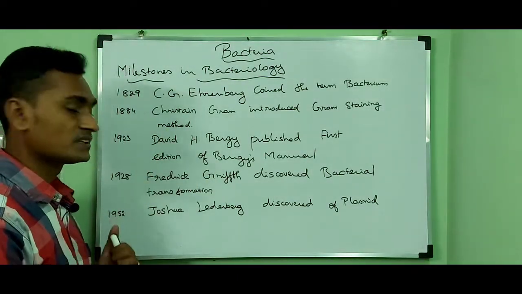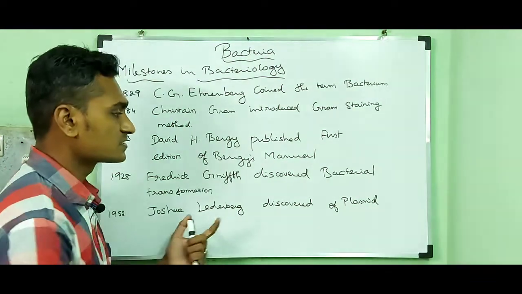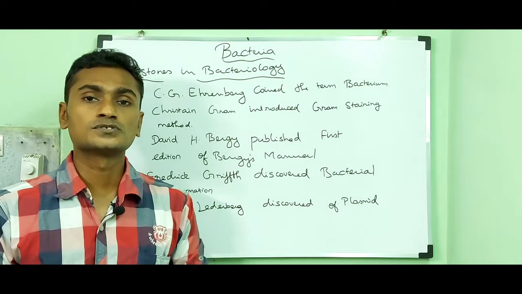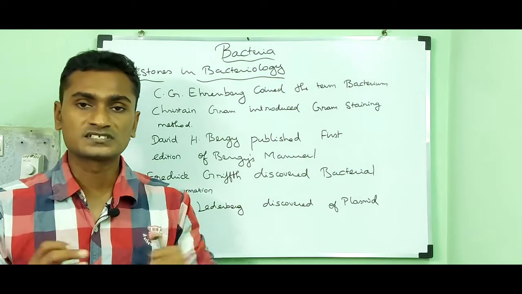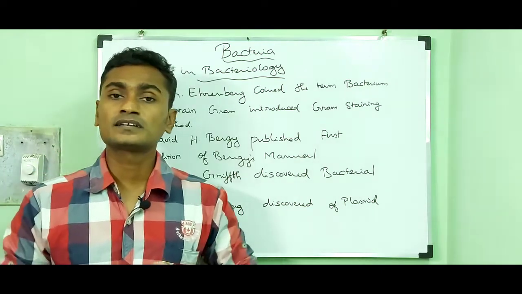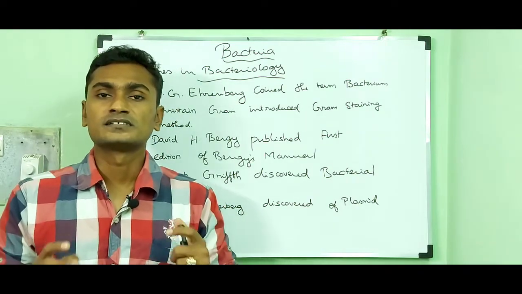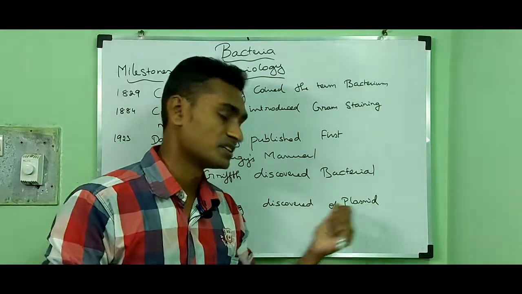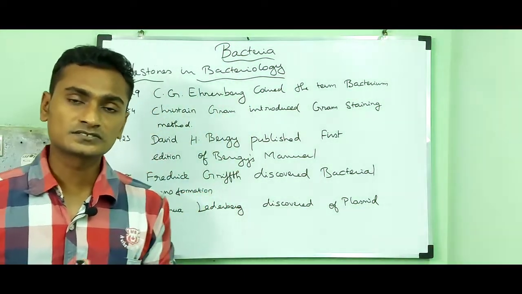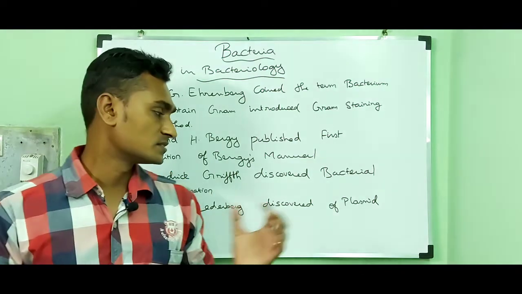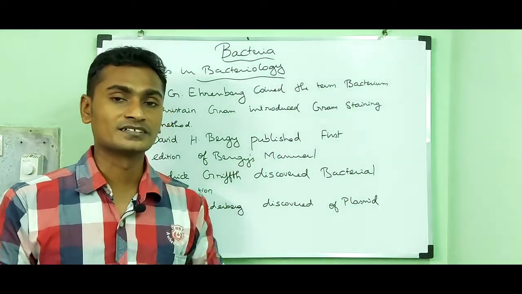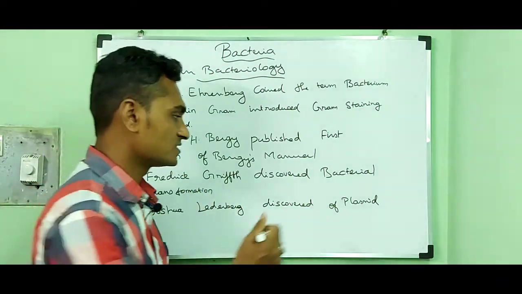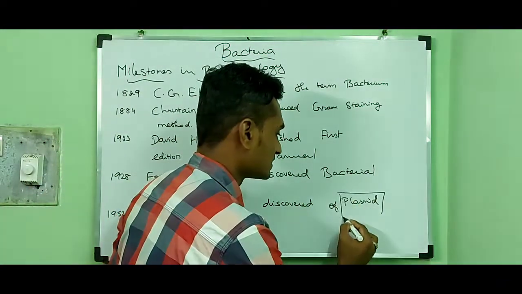Then in 1952, Joshua Lederberg discovered the plasmid. A plasmid is nothing but the extra chromosomal material which is present in bacteria. So bacteria contain circular DNA, and in addition, they contain plasmids, that means extra chromosomal material. This plasmid is a good vector in biotechnology. In biotechnology, these plasmids are used as vectors.